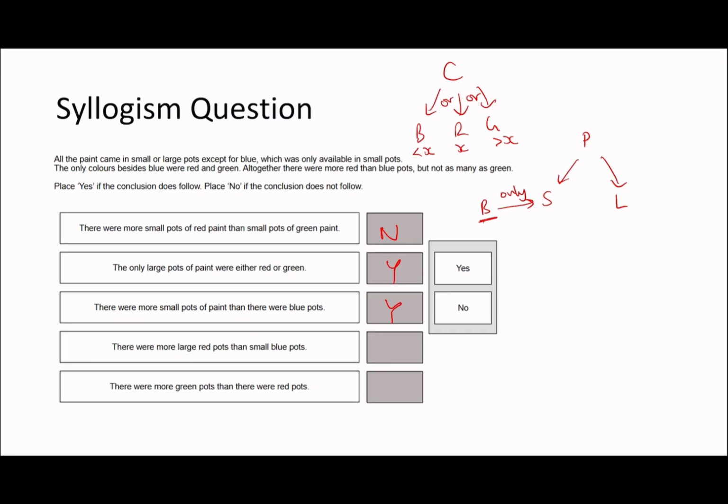There are more large red pots than small blue pots. So once again, you create a hypothetical. It could be that there is only one large red pot and there could be two small blue pots. Okay, and you might think, oh, but that doesn't work with this. Well, it would work because then the small red pots will compensate to end up with more overall. Does that make sense? But the point is, you can create a hypothetical where this is not true, where it could be that there are more small blue pots than large red pots.